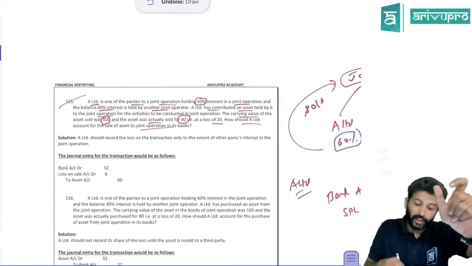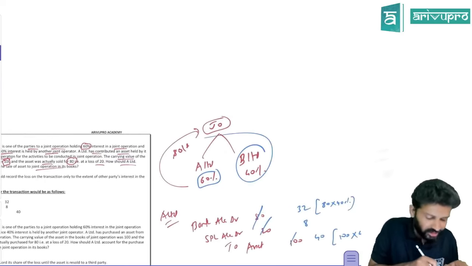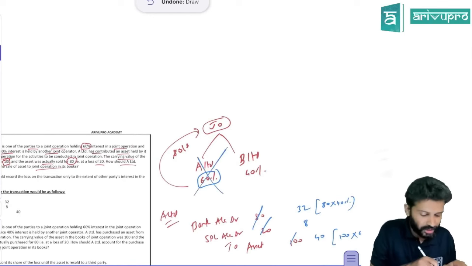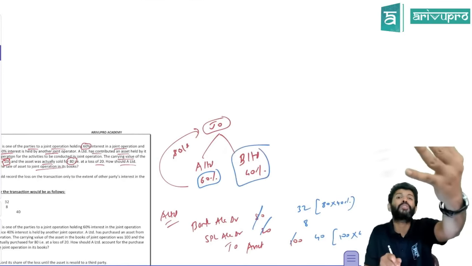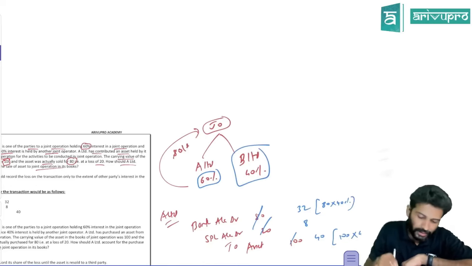Understood? Or if you want it in one liner, only other party's share you record. Your party's share, purchase or sale, you don't record. Only other party's share you record. Other party's share is how much? 40%.